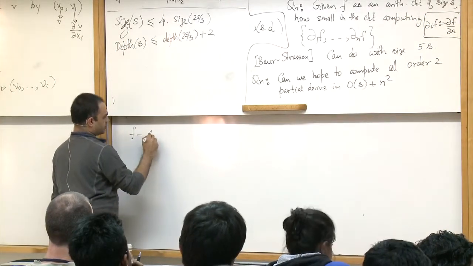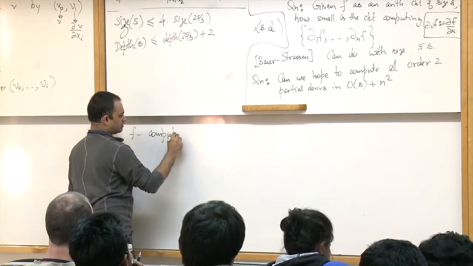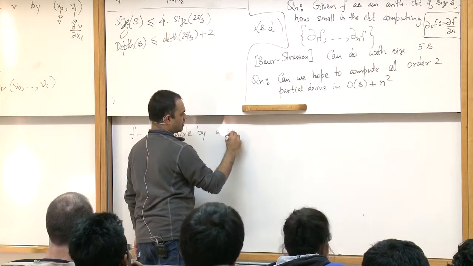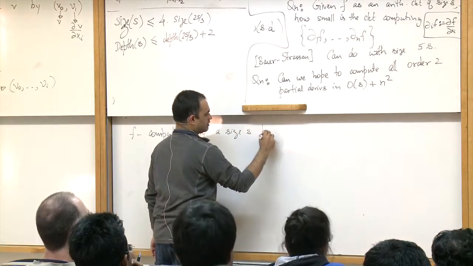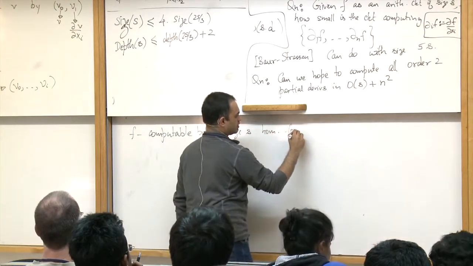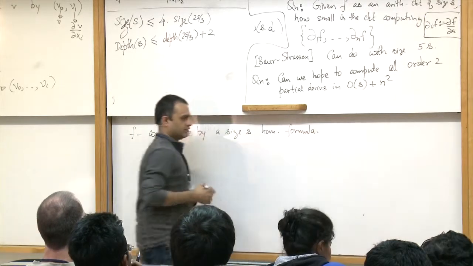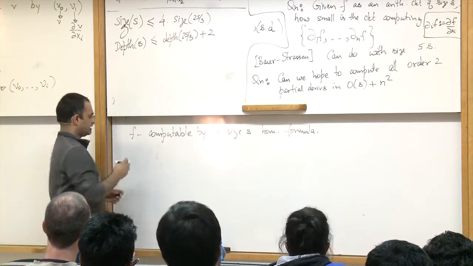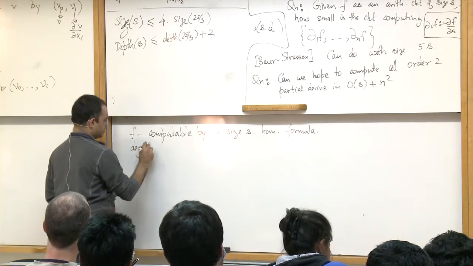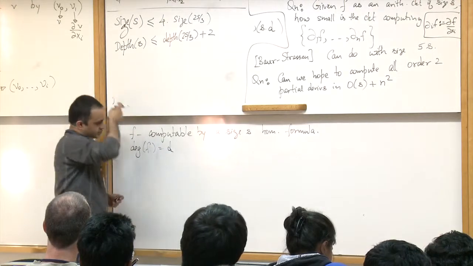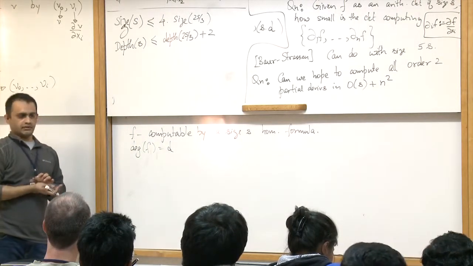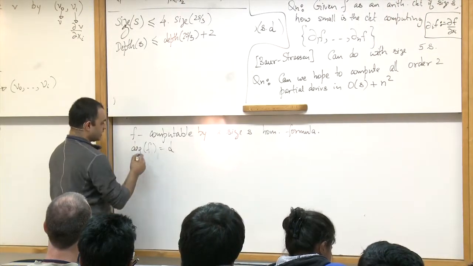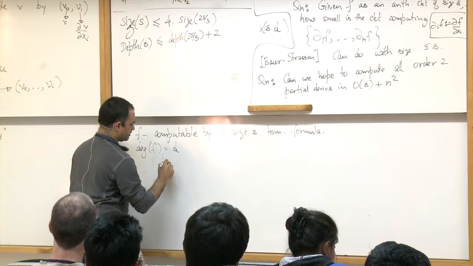So let's say F is computable by a size S homogeneous formula. What this means is that every internal gate computes a homogeneous polynomial, and say the degree of F equals D. Then there is an expression of the following form for f.